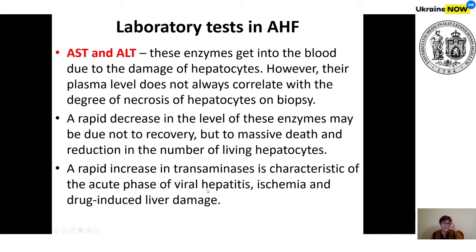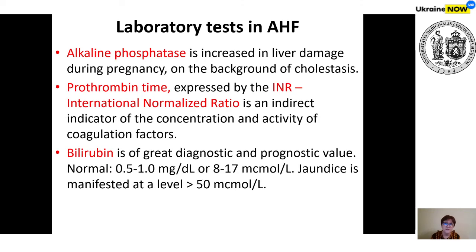Laboratory tests. AST and ALT, these enzymes get into the blood due to damage of hepatocytes. However, their plasma level does not always correlate with the degree of necrosis of hepatocytes on biopsy. A rapid decrease in the level of these enzymes may be due not to recovery, but to massive death and reduction in the number of living hepatocytes. A rapid increase in transaminases is characteristic of the acute phase of viral hepatitis, ischemia, and drug-induced liver damage. Alkaline phosphatase is characteristic of cholestatic states.